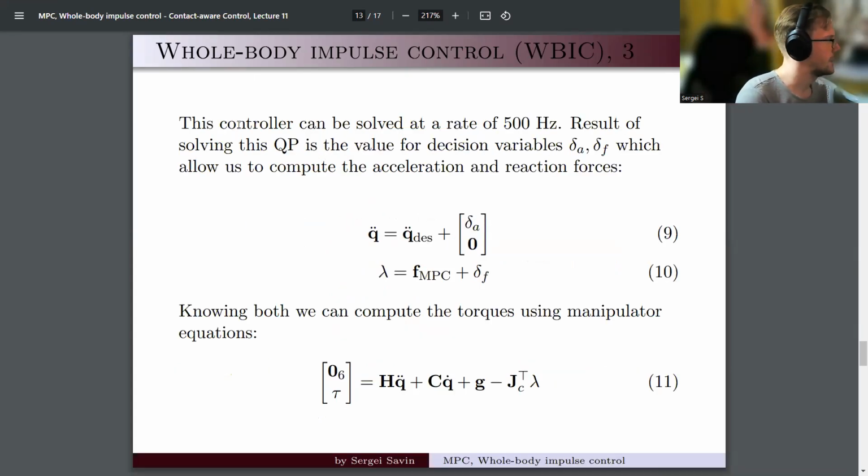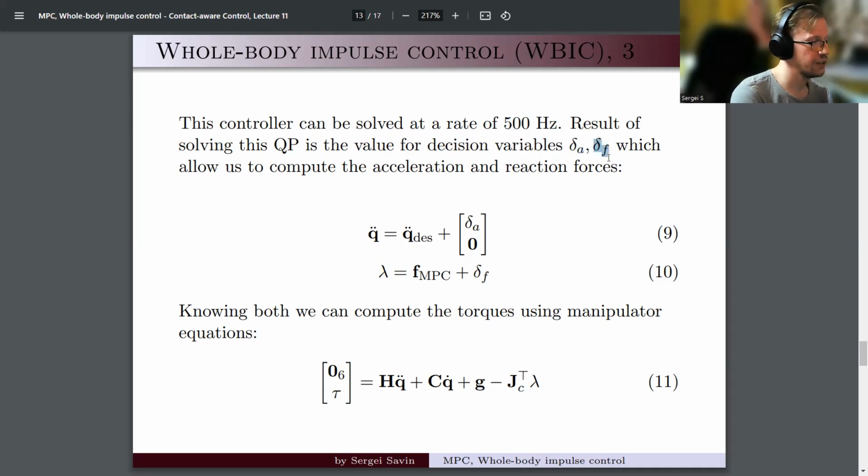So this controller can be solved at 500 Hertz. So much faster than the previous one. This is already good enough to be used for, let's say, control. You see at the end of the slides why I say, let's say, okay. But it is very good, it's a very high frequency. So the result is those adjustment variables.